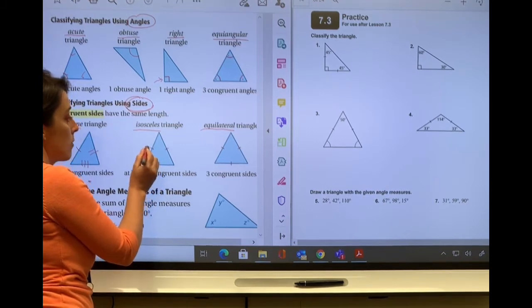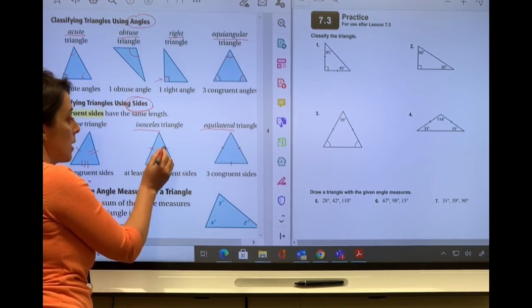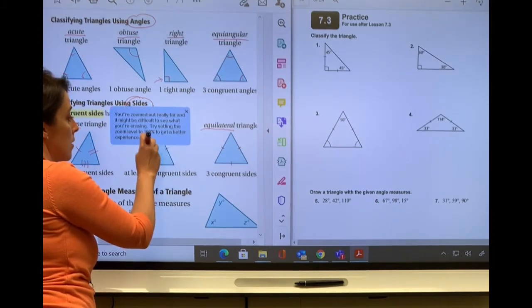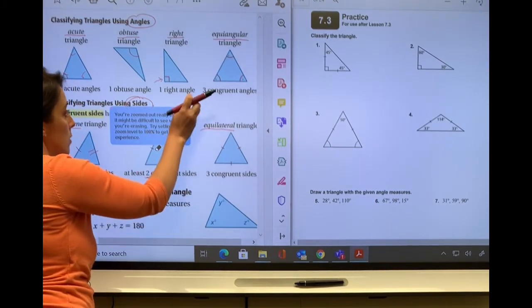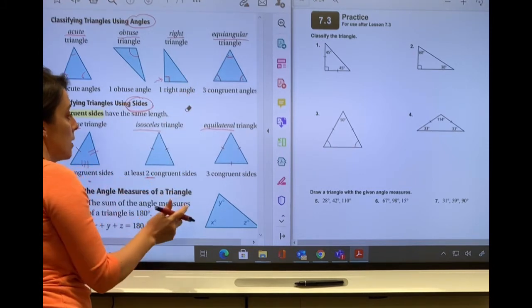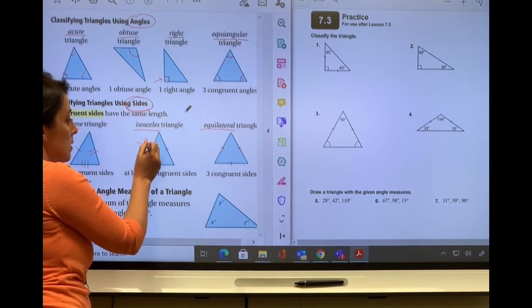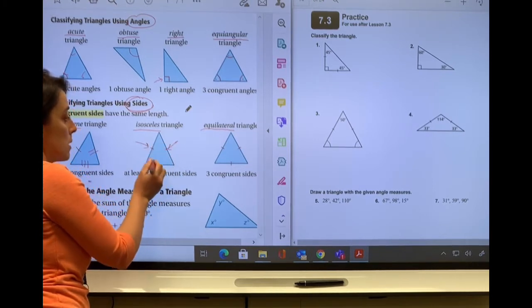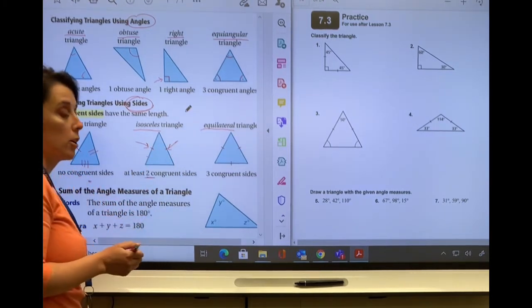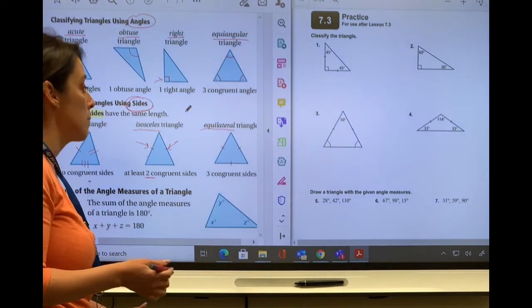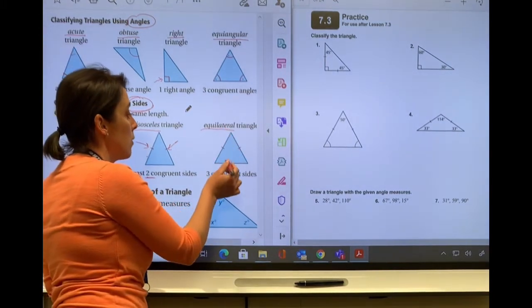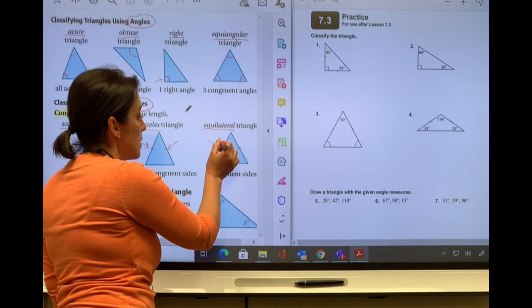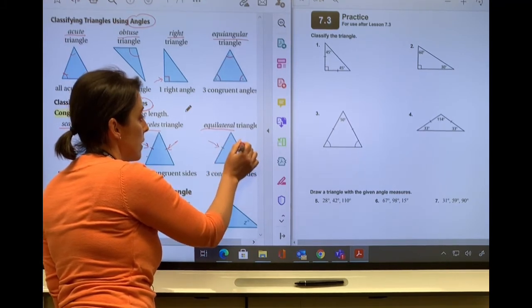So you have, see how this one has the little mark and a little mark? If they have the same mark on them, that means they are the same measurement, okay? So you can see right here, I have a mark, and right here, it has the exact same mark, which means that those two sides are congruent or equal to each other. They have the same measurement. And then equilateral, the same idea, except it's not two sides, it's all three sides.